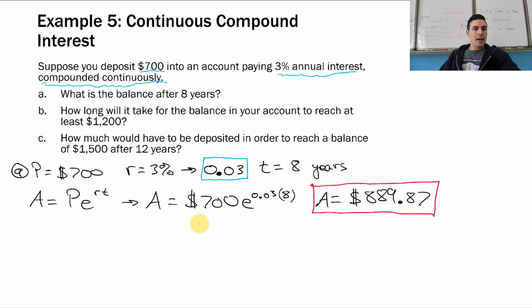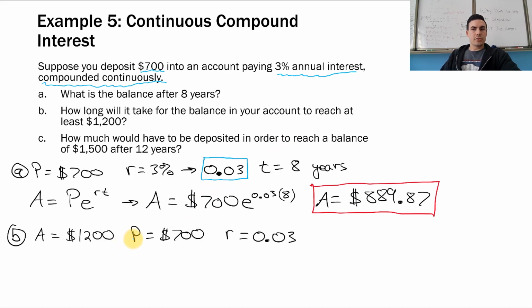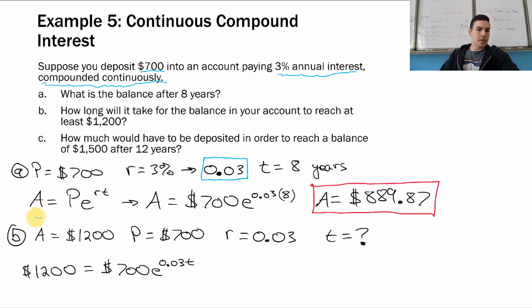All right, question B, how long will it take for the balance in our account to reach at least $1,200? So now our A is 1,200, our P is still 700, our rate is still 0.03, and now we're trying to find our time, our years, T. So again, we use the same equation. We're just going to plug in everything except for T.